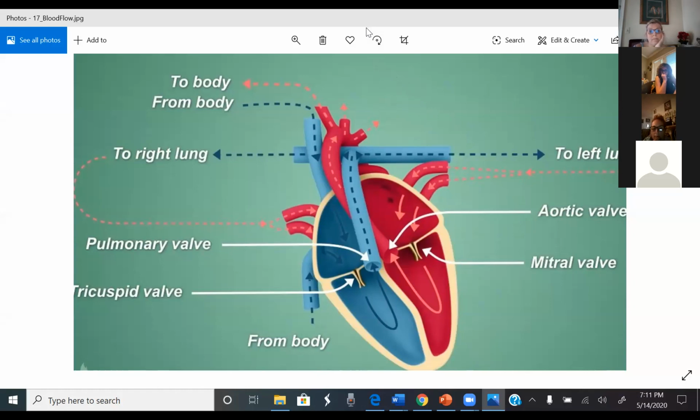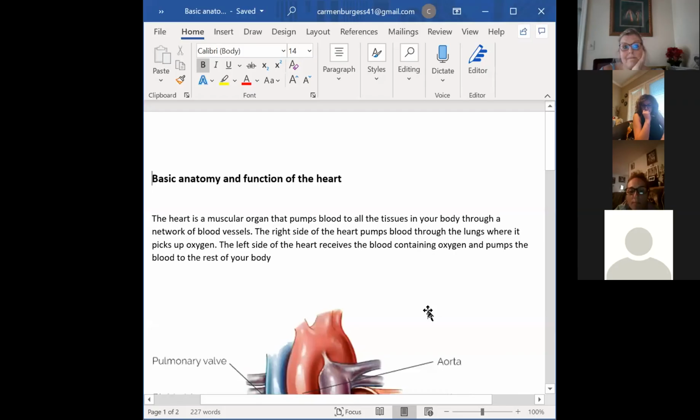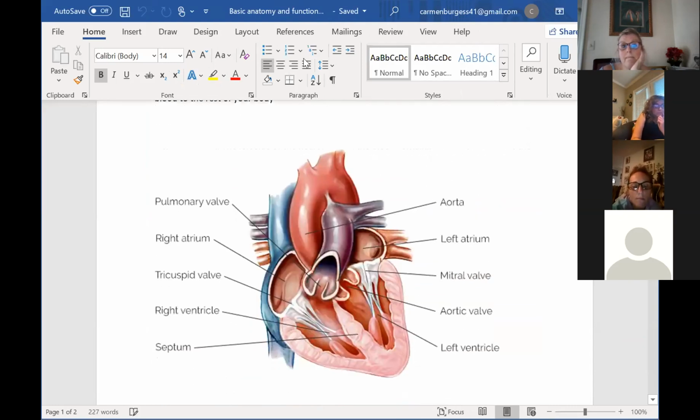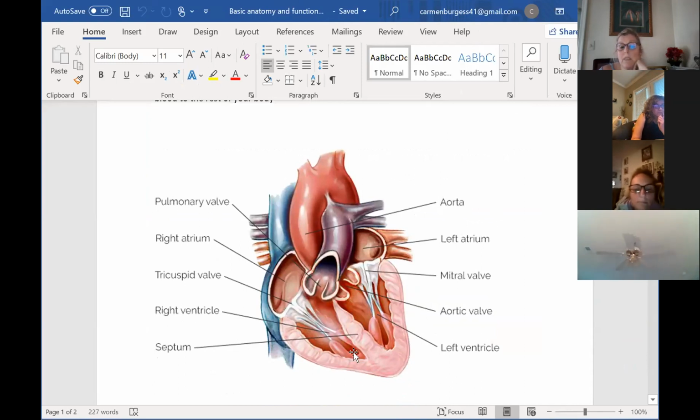Let's see, did you guys get the new picture? Can you see this picture? The basic anatomy and function of the heart. This gives you a different picture of it, because everybody's going to learn this a different way. But again, what are we looking at here? The superior and inferior vena cava, right? Where's that blood going? To the right atrium.